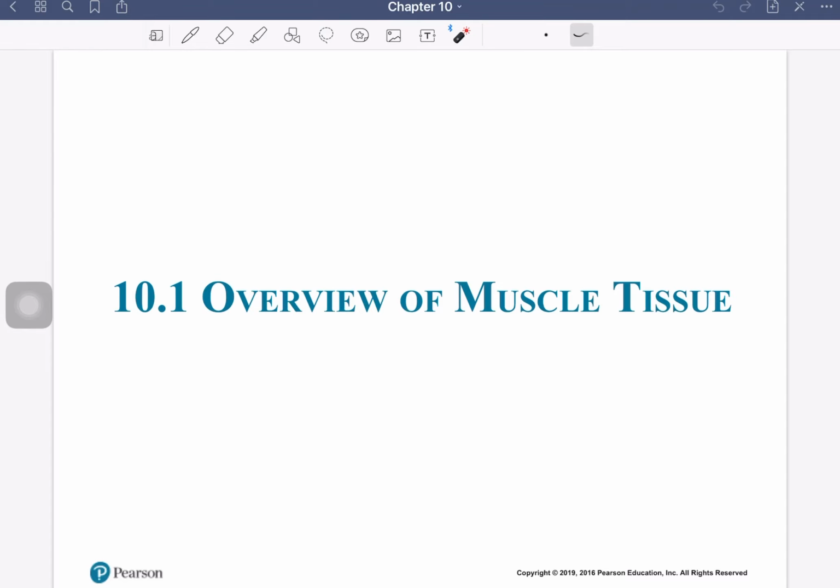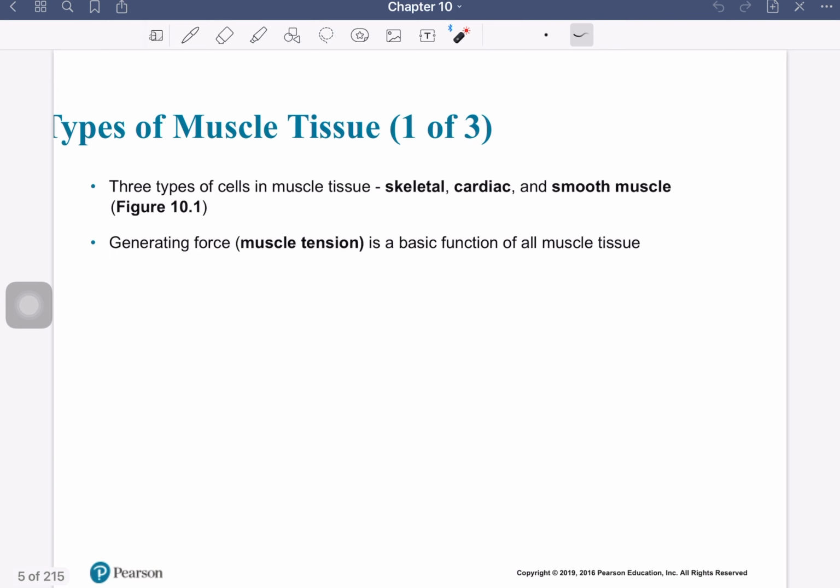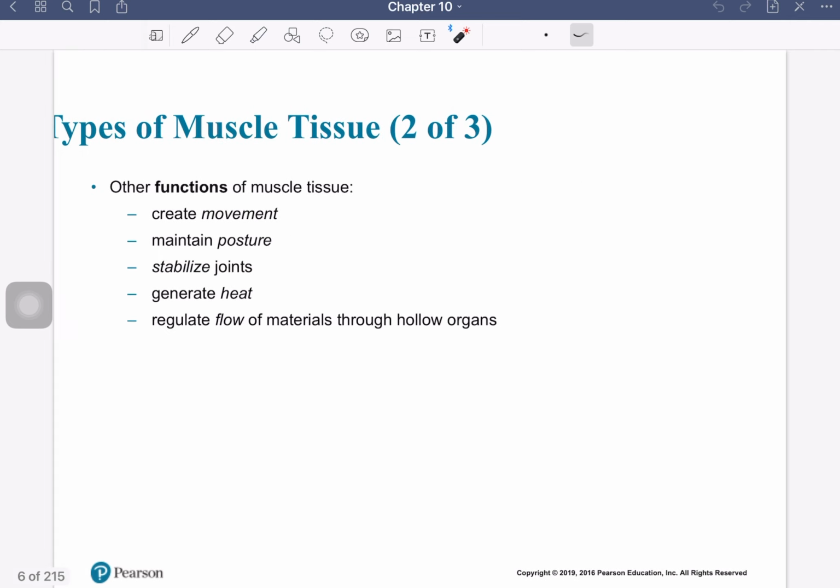In this video, we'll have an overview of muscle tissue. So this is just a bit of an introduction for us. And of course, we know from our histology chapter that there are different types of muscle tissue. We have skeletal, cardiac, and smooth muscle. And of course, the job of all these types of muscle tissue is to generate a force. Remember, muscle can only pull, it can't push.